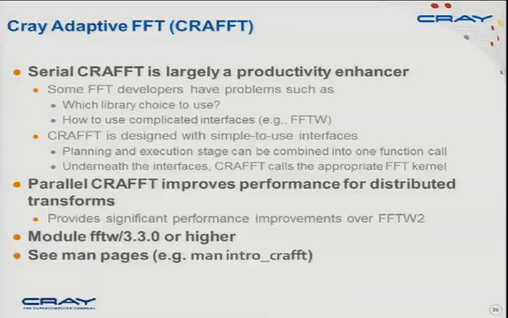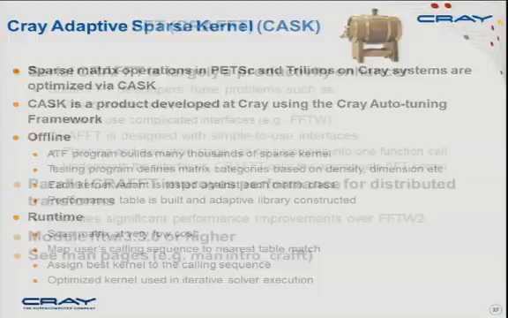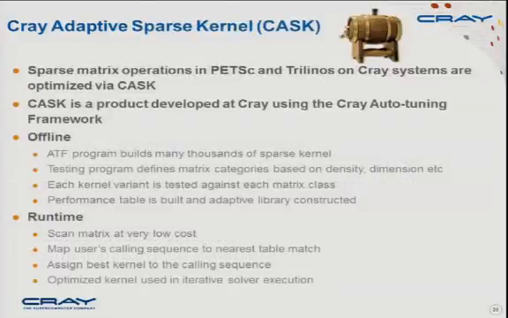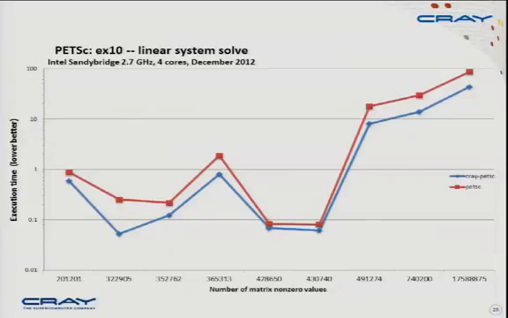In this case, it's a parallel version, and you can get all the information from the man page. Also in this case, I don't have the plot, but you can do a comparison over the results. So this is another library that you can use, okay? The last thing, I guess, is the Cray Adaptive Sparse Kernel. You can use this for sparse matrices. Also in this case, they are optimized for the system, so we do auto-tuning here too.